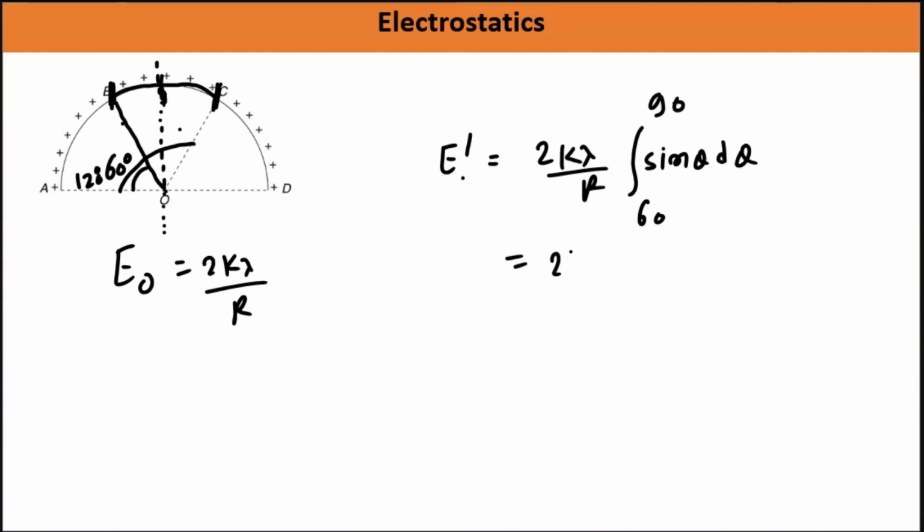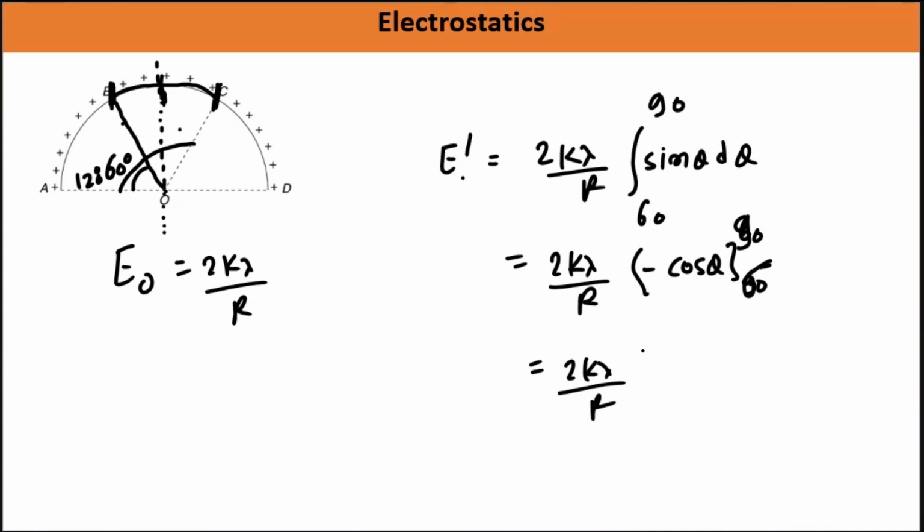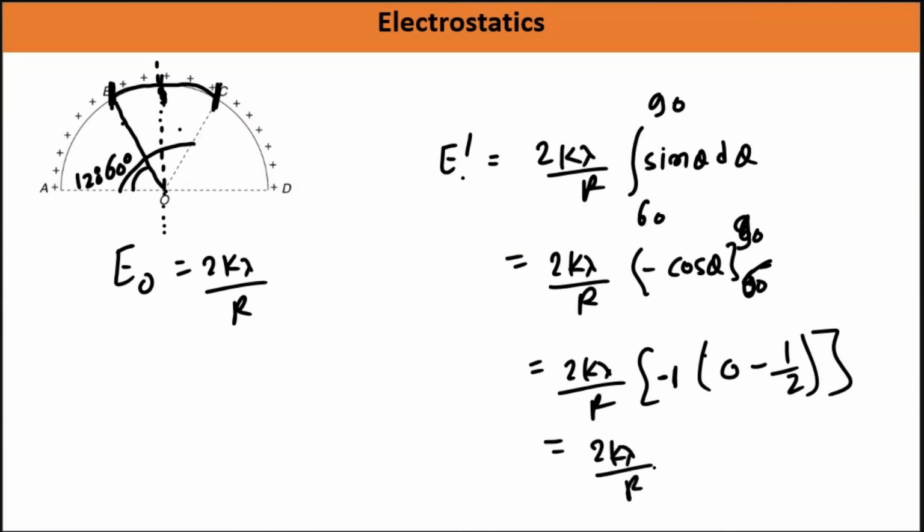So simply put it here. 2k lambda by r, you will be putting, the integration of sin theta is minus cos theta. So this is from 60 to 90. Okay. Now let us put the values. So 2k lambda by r, and this is minus, cos 90 is 0, minus cos 60, that is half. So you can clearly see here minus minus will become plus, plus half. So this is 2k lambda by r into half. So that is equal to how much? E naught by 2.